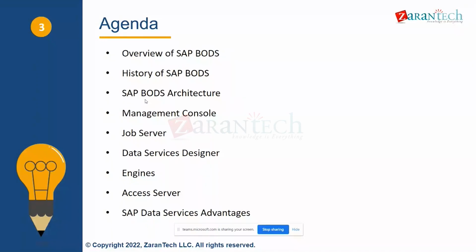And engines process the data from one place to another, meaning from one system to another system, and they apply all the transformations defined by us. Those transformations are passed through these engines via the job server. We will discuss this a little more. And the access server: where do we use the access server, and what is its purpose in BODS?